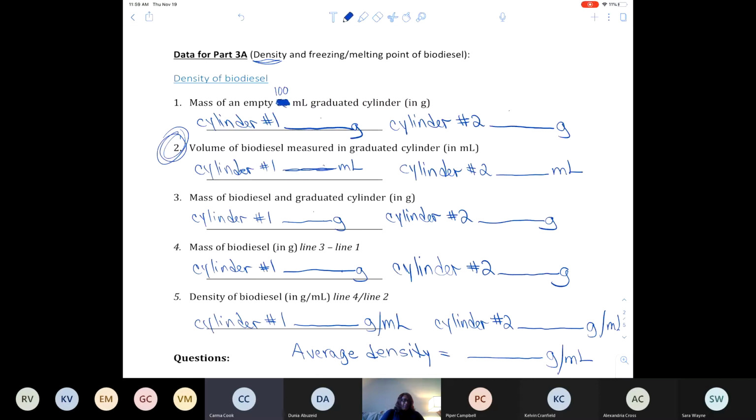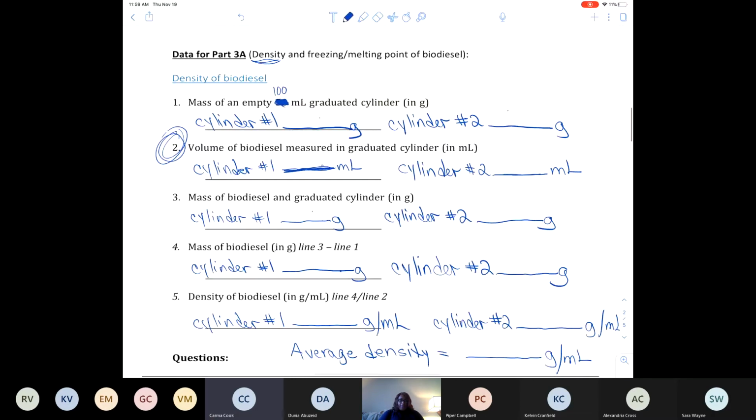How many milliliters of biodiesel were in that first cylinder? How many milliliters of biodiesel were in the second cylinder? You're going to put that same information for part 3A, for volume of biodiesel. And then you're going to view some pictures.